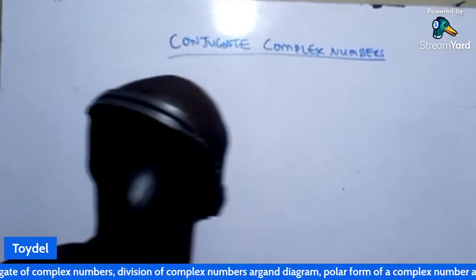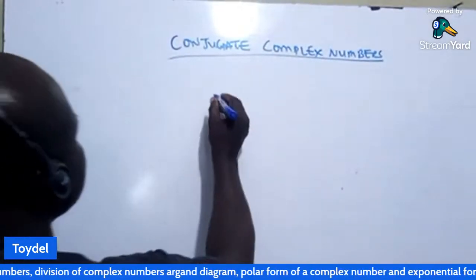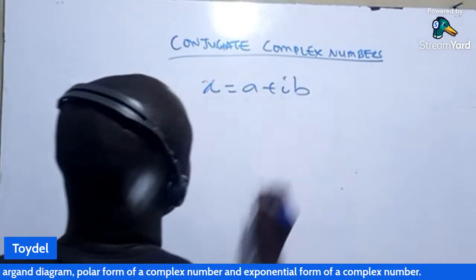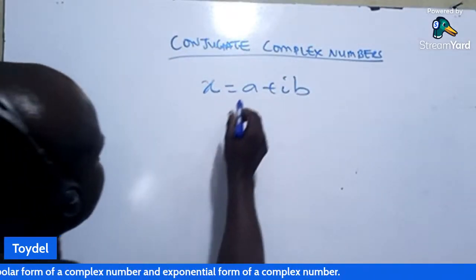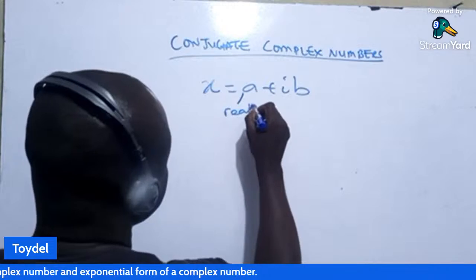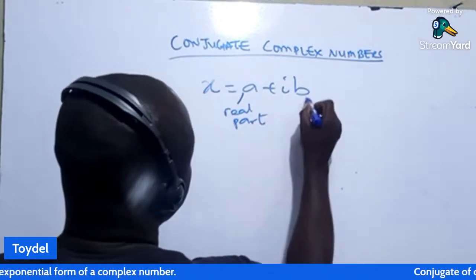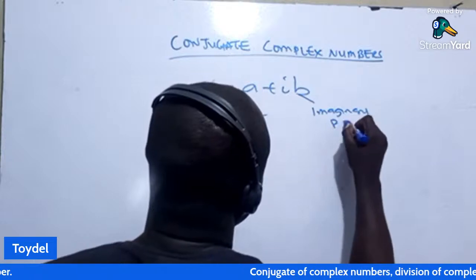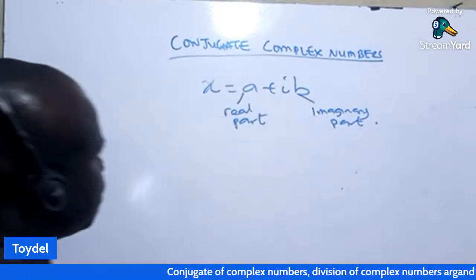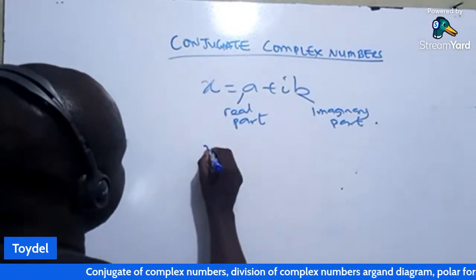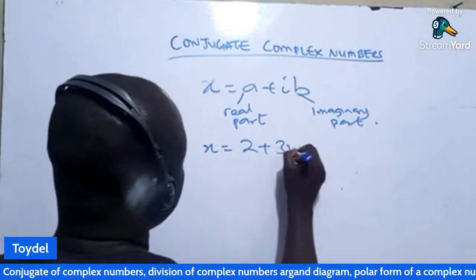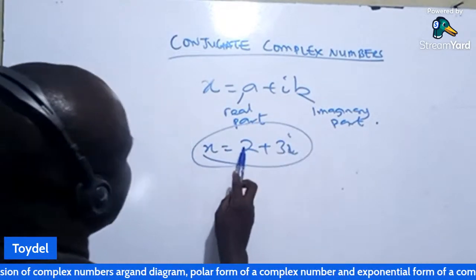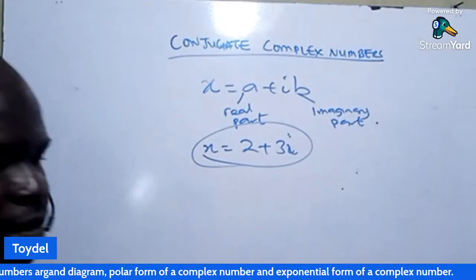When I introduced complex number, I said if you have x is equal to a plus ib, a is the real part and b is the imaginary part in a given complex number. For instance, we can have x equal to 2 plus 3i. So this i is talking about the imaginary part, while 2 is the real part.